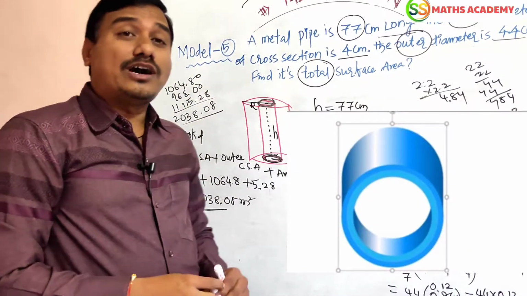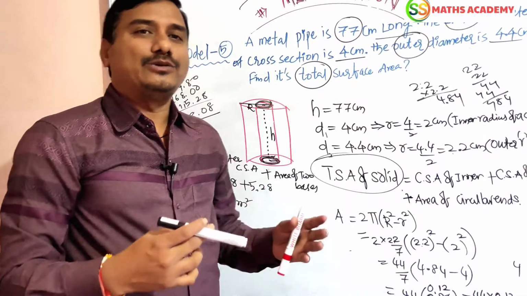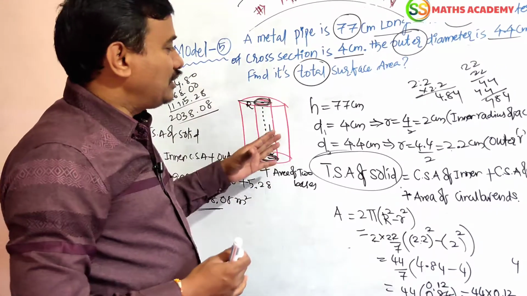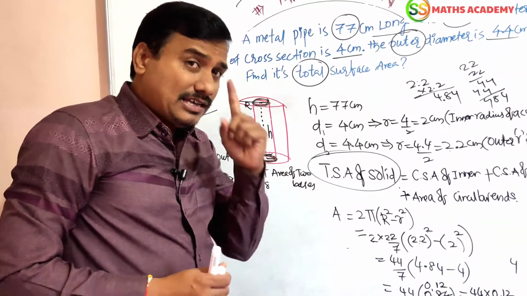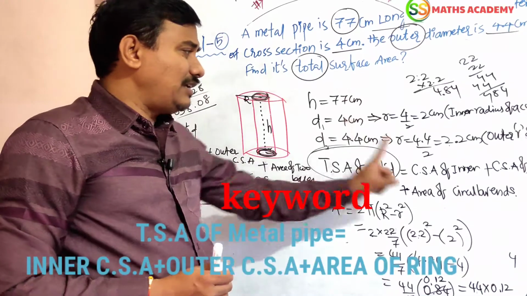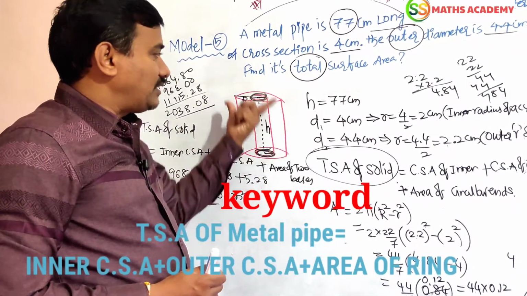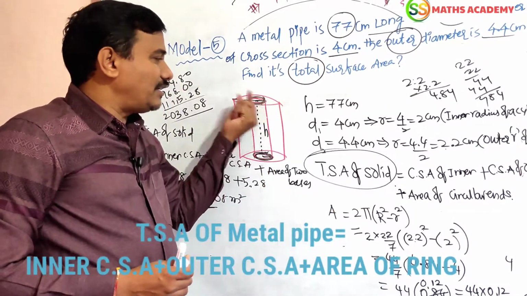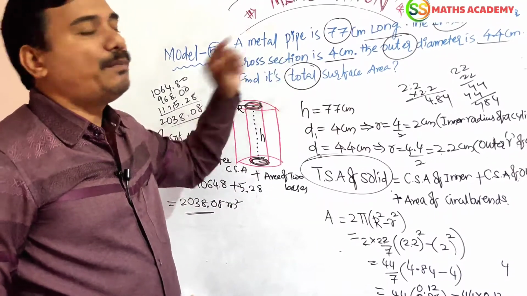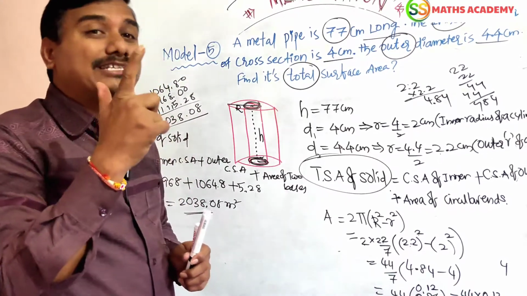Yes, in the exam they may ask the total surface area of an iron pipe, a plastic pipe or a hollow cylinder. Like that they ask the question in the exam. You have to follow this process. This is the keyword of this question. Total surface of the solid is nothing but the curved surface area of the inner cylinder and the curved surface area of the outer cylinder plus the area of the rings. Sum of these three, you should get the total surface area of the metal pipe. Okay. Now let us see one more such good board examination question.